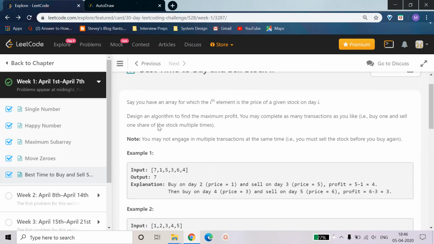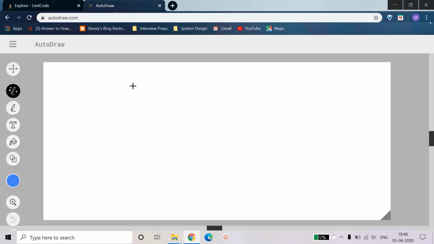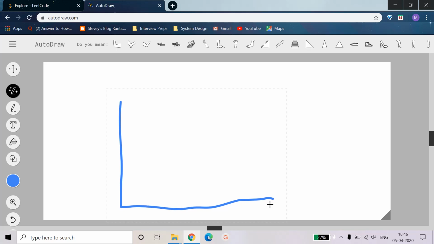So before I start discussing the algorithm, I'd like to explain it with some drawings. So let's say this is our coordinate system. The x-axis represents the days, and the y-axis represents the price.